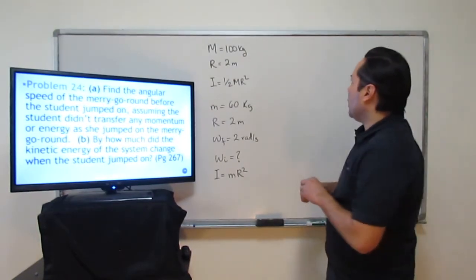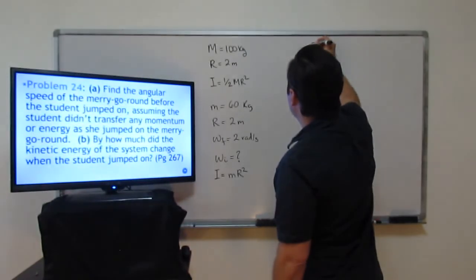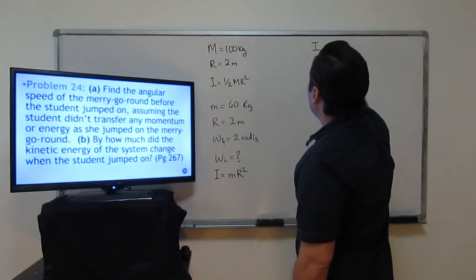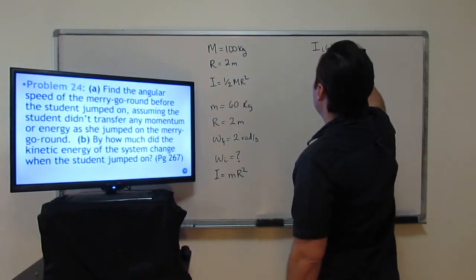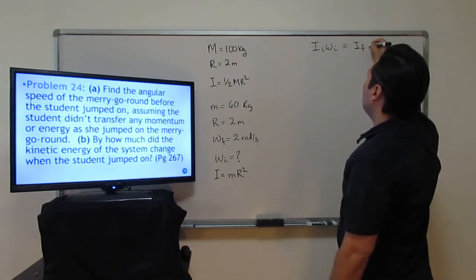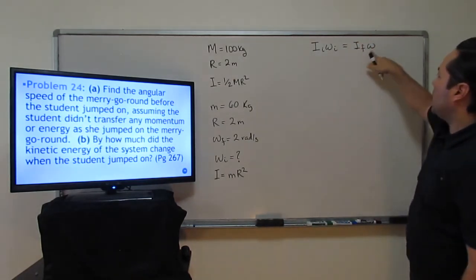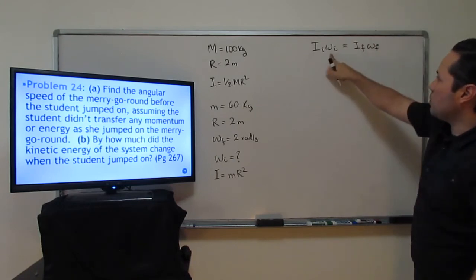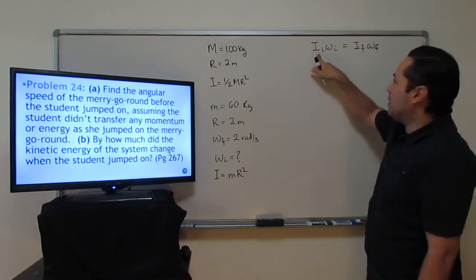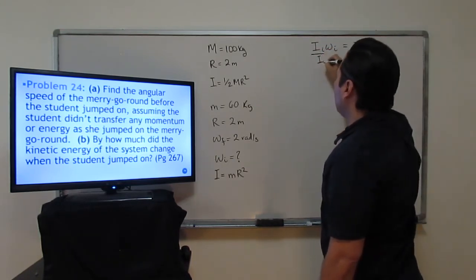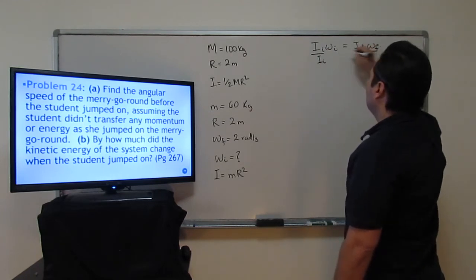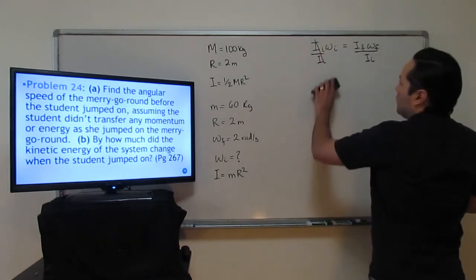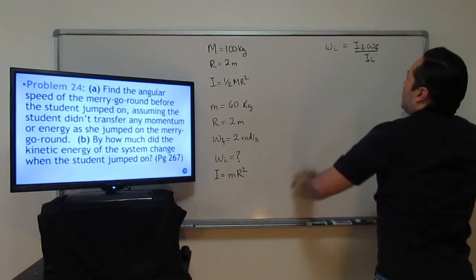We're going to use the following formula to solve this problem. Moment of inertia initial times angular speed initial is equal to moment of inertia final times angular speed final. So that's what we're looking for. We want to isolate it by dividing by the moment of inertia initial on both sides. So that's gone, so I'm going to erase it. And there's our formula.